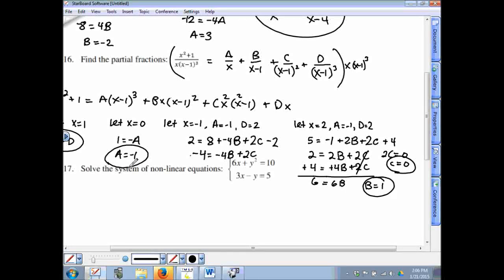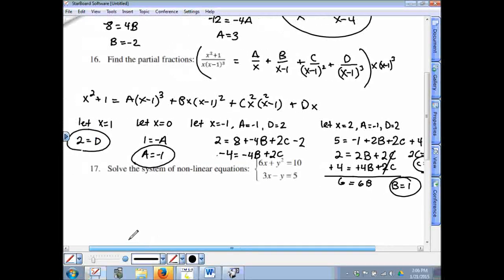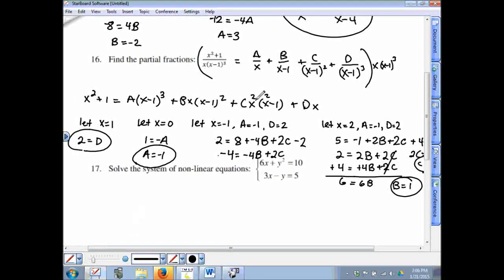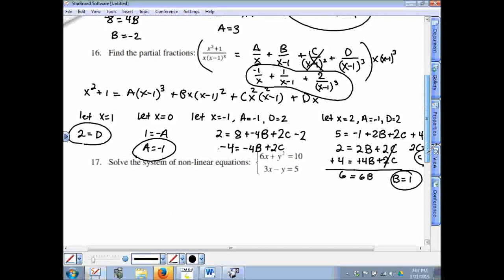b is equal to 1. a is equal to -1. And d is equal to 2. So the partial fractions are -1 over x plus 1 over x minus 1. C was equal to 0, so that disappears. Plus 2 over x minus 1 cubed. Those are the partial fractions.